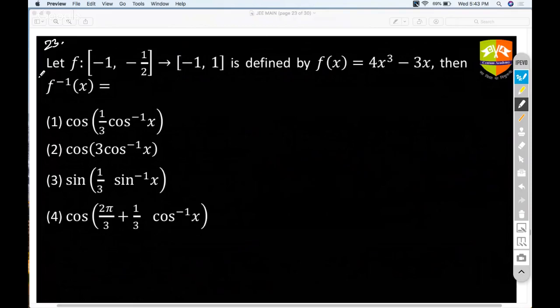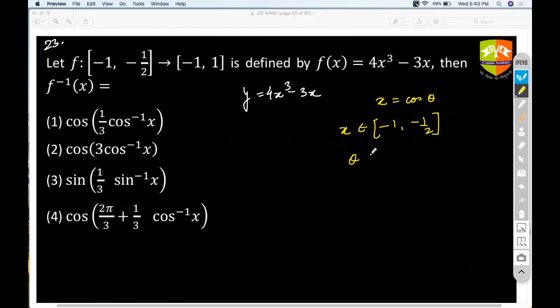Okay, so most of you are going with 1. So let's discuss this. If I have to find the inverse of this, we all know that we can use the substitution x equal to cos theta. But remember, the moment you say your x lies in the interval -1 to -half, your theta will actually belong to the interval 2 pi by 3 to pi. So 3 theta will belong to the interval 2 pi to 3 pi.